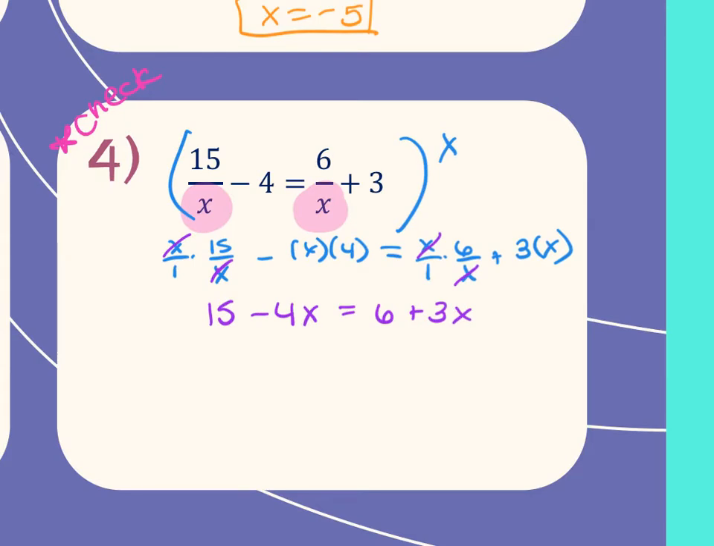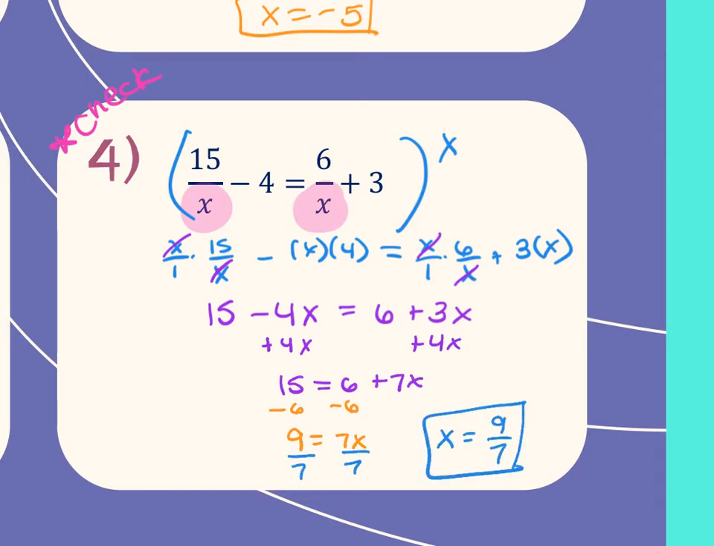Then I want to move the x's to be on the side together, so I'm going to add the 4x. And then I'm going to subtract the 6, and I get 9 equals 7x. Divide both sides by 7, and I get x equals 9/7.